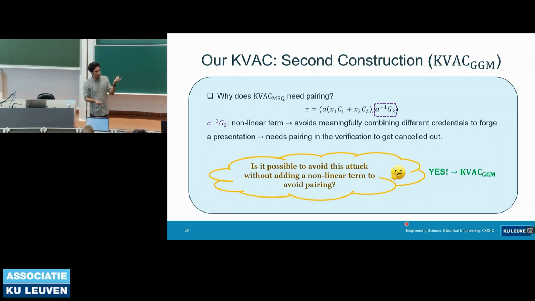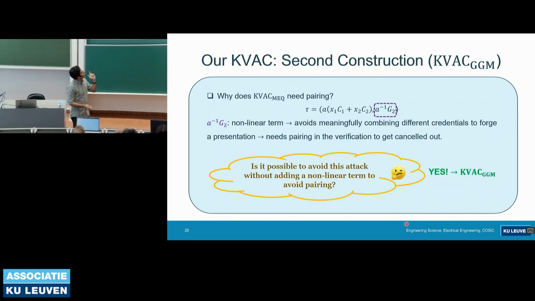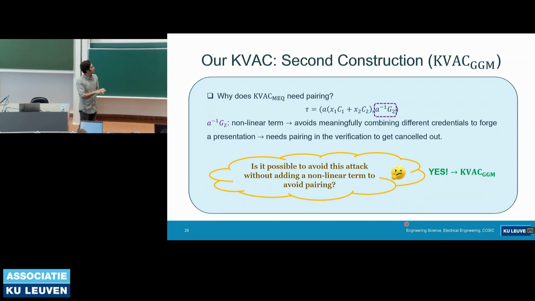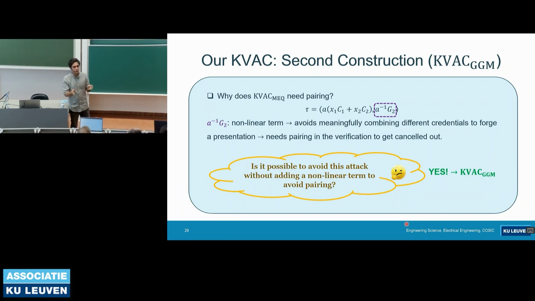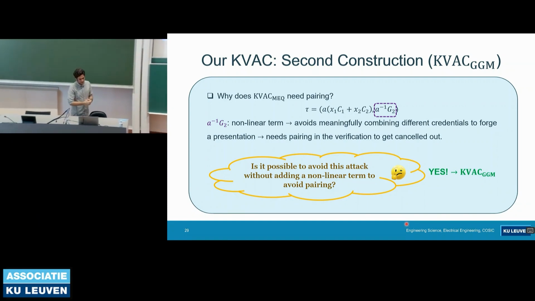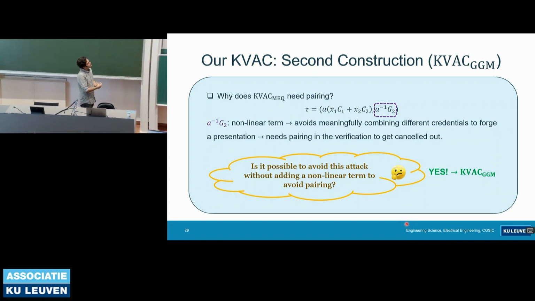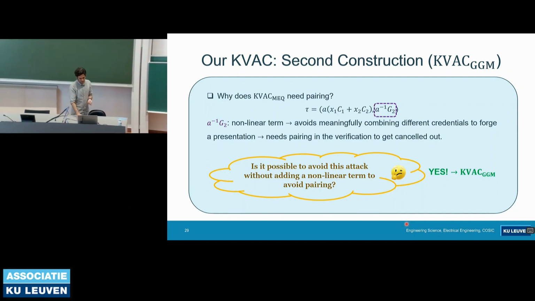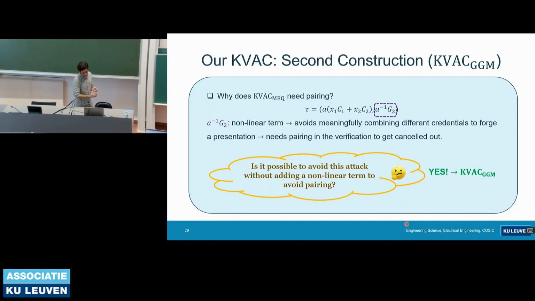But this nonlinear term that we attach to the tag should be cancelled out in the verification using the pairing, because there is a lot of randomness going on. First, the issuer adds randomness. Second, the user adds randomness, and the verifier doesn't know anything about the randomness used. So these randomnesses should cancel out each other in the verification. So the question is, is it possible to avoid this attack without adding a nonlinear term, to avoid pairing? The answer is yes, our KVAC GGM construction.